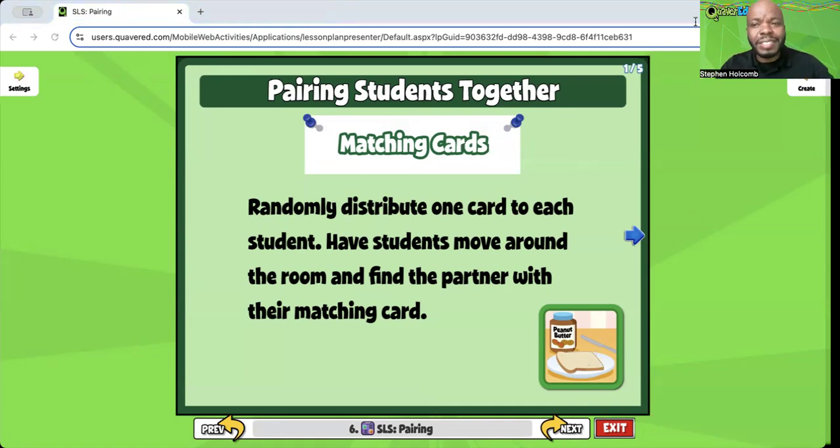The first one is matching cards. With matching cards, you're going to randomly distribute one matching card to each student. Then you're going to have your students move around the room and find the partner with their matching card. It could be as simple as having a peanut butter card. And of course, what goes well with peanut butter? Jelly. So the peanut butter and jelly will try to find each other.